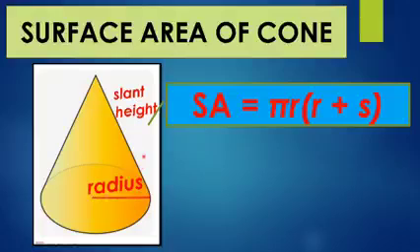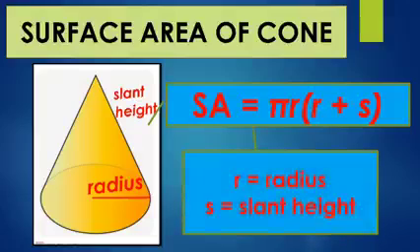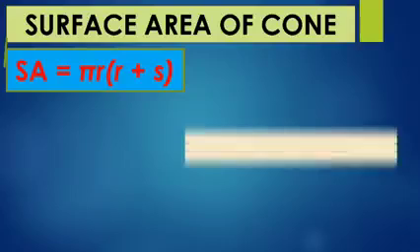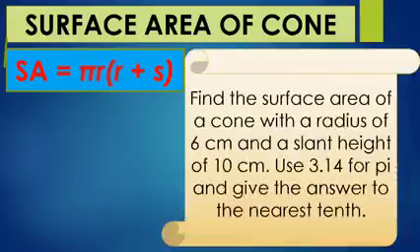So to find the surface area of a cone, simply find the product of pi times the radius times the sum of the radius and the slant height. Again, r here stands for the radius and s stands for the slant height. Example. Find the surface area of a cone with a radius of 6 centimeters and a slant height of 10 centimeters. Use 3.14 for pi, and give the answer to the nearest tenth.